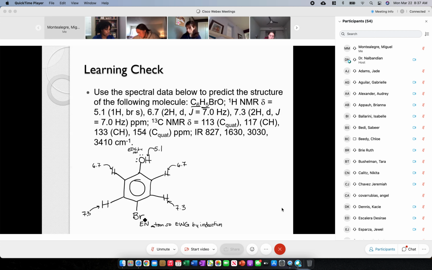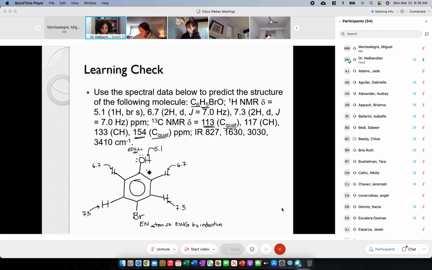Now we need to look at our carbons. For our carbons, we have a quaternary carbon, another quaternary carbon, 113 for this one, 154 for the other. Look at your carbon NMR sheet. For the alcohol, a carbon that's connected to the alcohol is going to be between 50 and 90. But a carbon that's connected to bromine is going to be between 20 and 40. So obviously the carbon connected to the oxygen is going to be more downfield here.